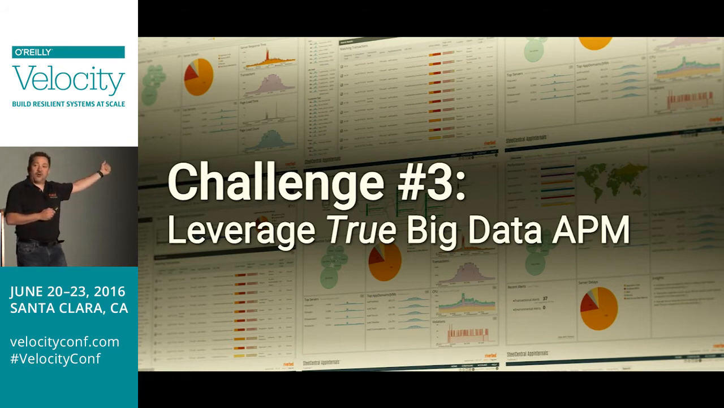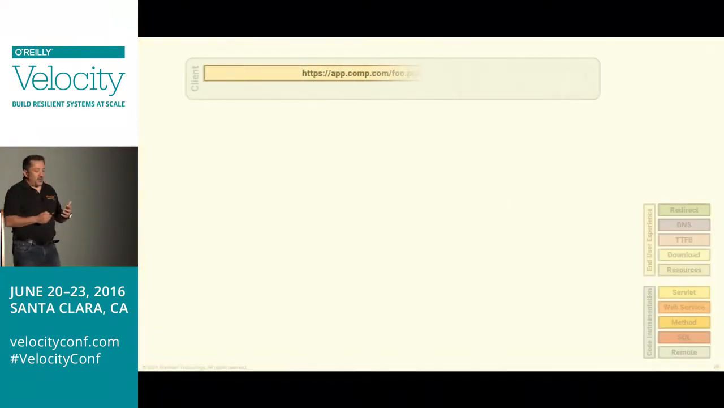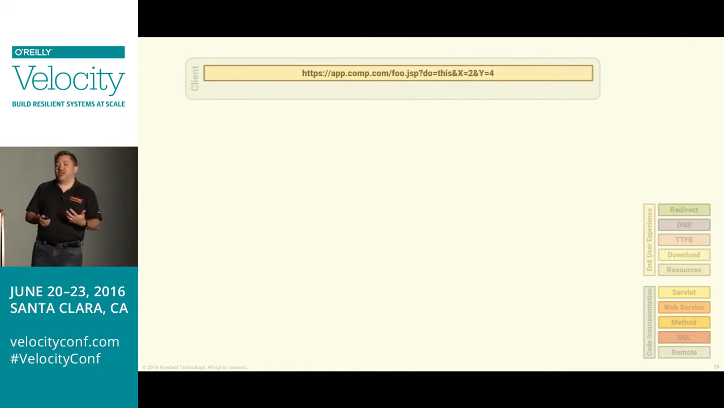Actually, steps 1 and 2 are possible because of this, but I didn't want to lead with the technology. I want to lead with the benefit. So the idea here, let's talk about what we're really trying to achieve with APM. We're trying to get as close to pure visibility of end-user transactions as possible.